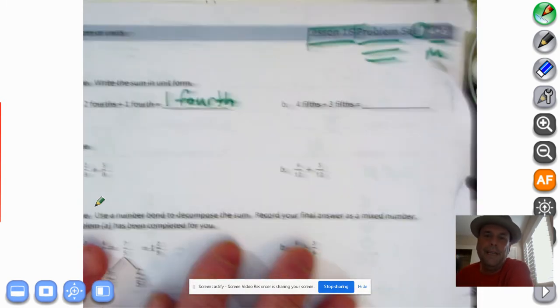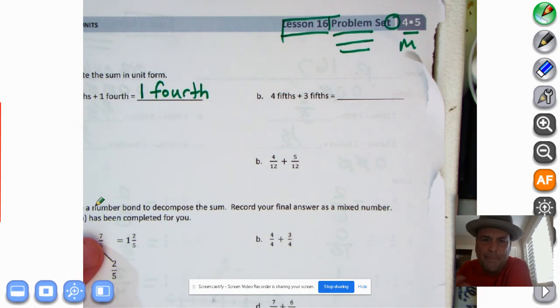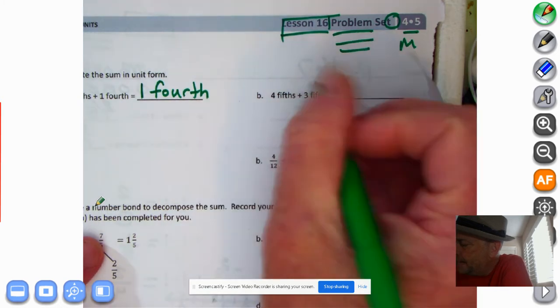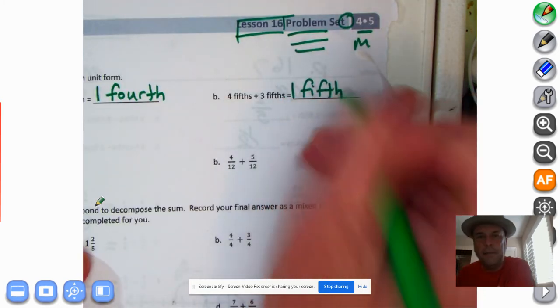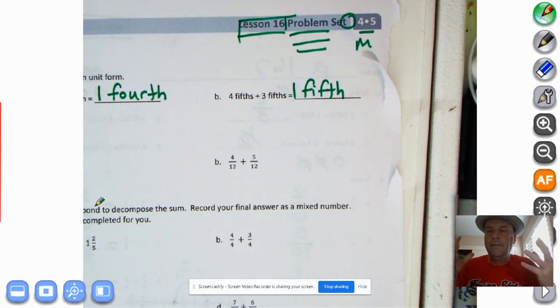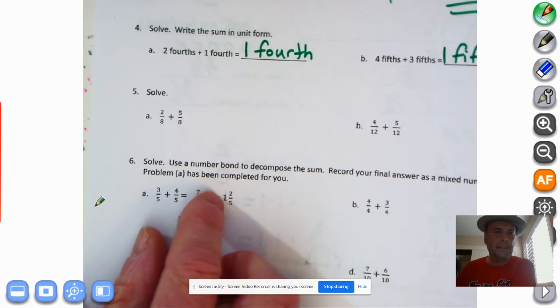Let's go over to B. It has 4/5 minus 3/5. What's 4 minus 3? 4 take away 3 is 1. You know that. So this is 1/5. See how it works? It's just like basic subtraction. You just have to think about it in fraction form. Does that make any sense?